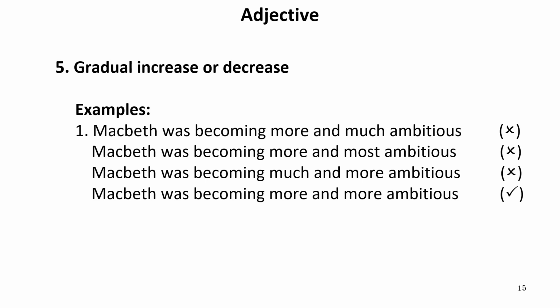For example, Macbeth was becoming more and much ambitious. No, this one is incorrect, because he is becoming something day by day. So we cannot use more and much, or more and most. More and more is absolutely correct. You can see over here, Macbeth was becoming more and more ambitious. This sentence is absolutely correct, whereas other sentences which contain more and most, or much and more, are incorrect.